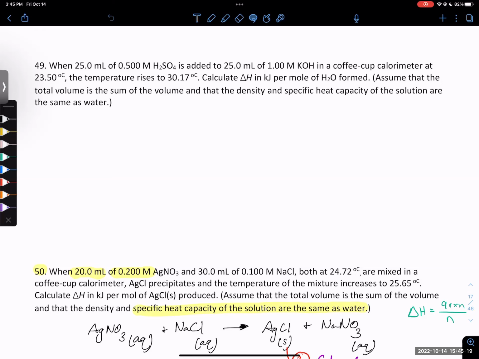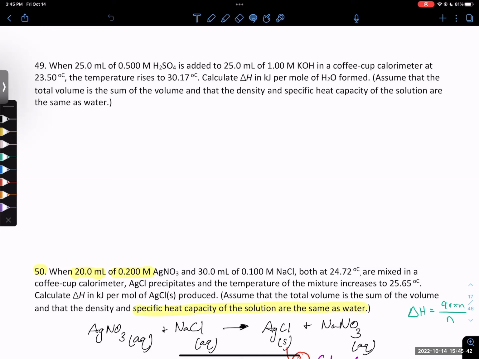It's not exactly water, it's like... it sounds like you did it right. You just might have forgotten that one step, because your answer is exactly twice my answer. Use the water, because the moles is of H2O, not the precipitant, not the solid. So it's asking for kilojoules per mole of H2O.